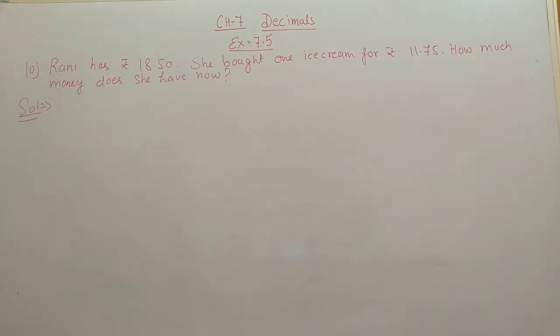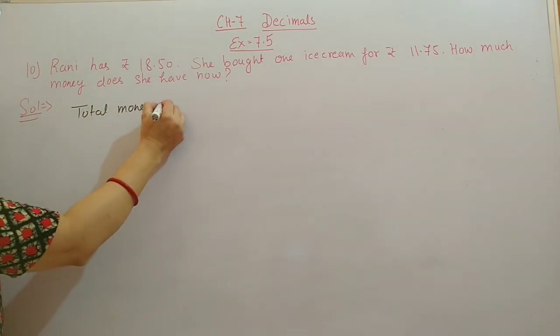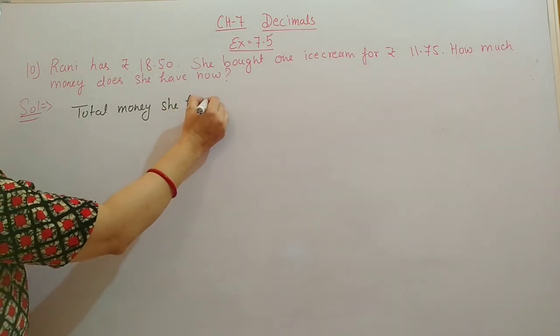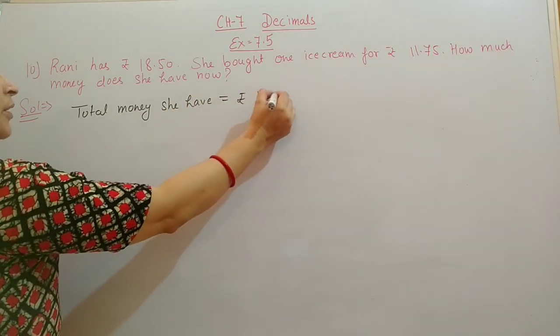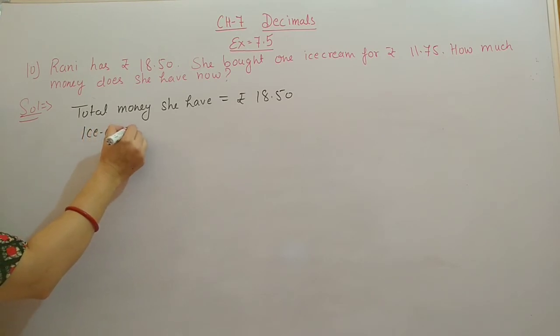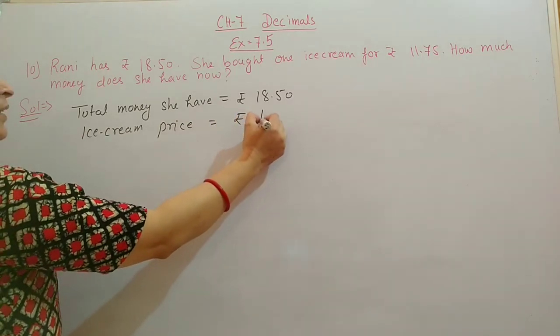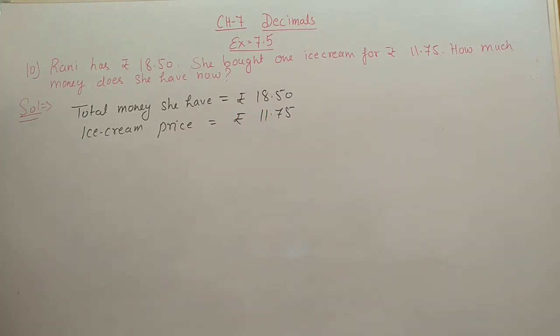Question number 10. Rani has 18 rupees 50 paise. She bought one ice cream for 11 rupees 75 paise. How much money does she have now? So total money Rani has is 18.50 rupees, and she bought one ice cream for 11 rupees 75 paise. Now we have to find out how much money she has now.